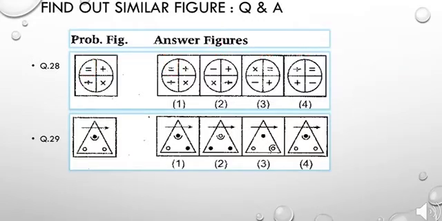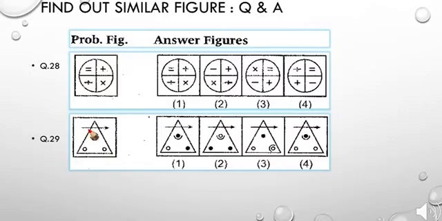Let's do the next question. Question number 29, there is a problem figure given to which there are 4 answer figures. We need to find which of the answer figures is exactly same to the problem figure. So let's check the problem figure carefully. We see that the outer design of the problem figure is a triangle.